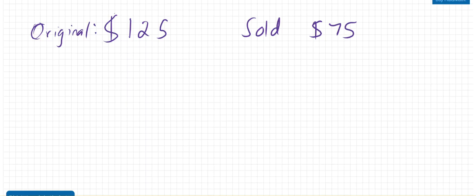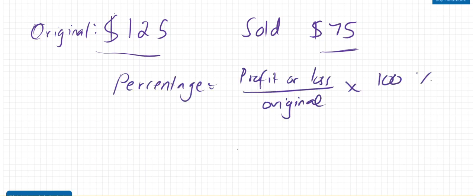Okay, so this just summarizes what we have. Ross bought his ticket, original price was $125, and then he later sold it for $75. So clearly he's lost money. So this is a loss, not a profit. And if you remember, to calculate the percentage profit or loss, you have to write it as a fraction first. So the profit or the loss that's made over the original value. And of course, to turn it into a percentage, you times it by 100.